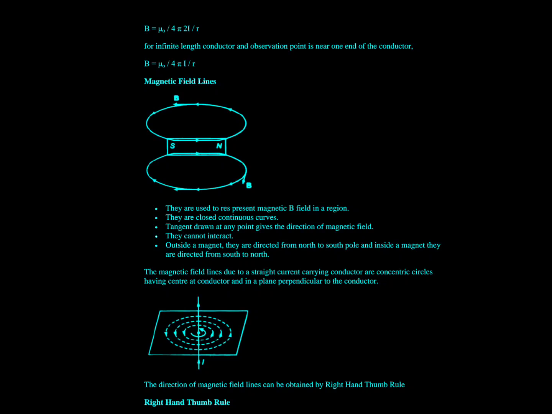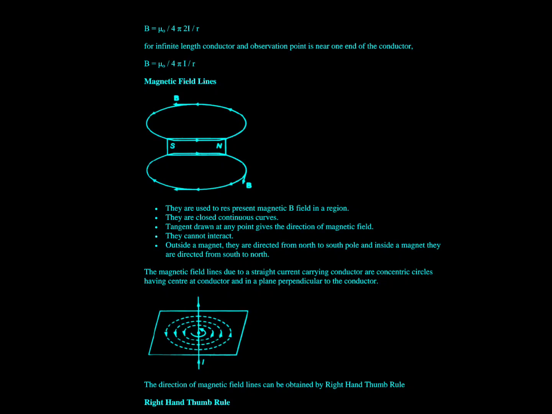These are not actual, they are imaginary, but they give us an idea of the space or region in which the influence of the magnetic field can be experienced. Outside a magnet, the magnetic field lines are directed from the north to the south pole, and inside the magnet they are directed from the south to the north pole.